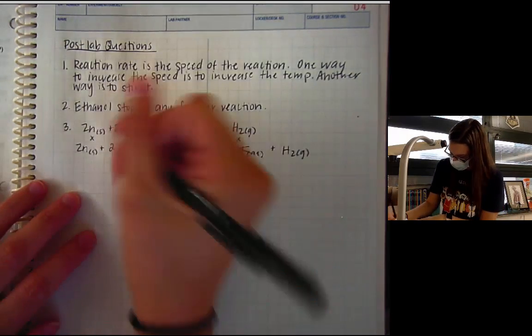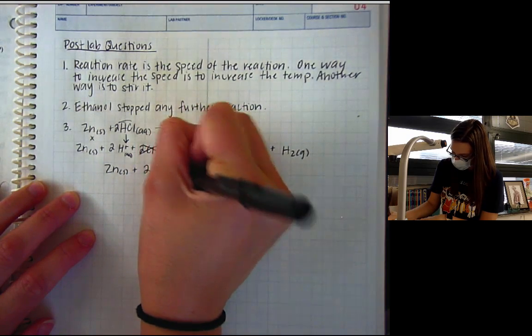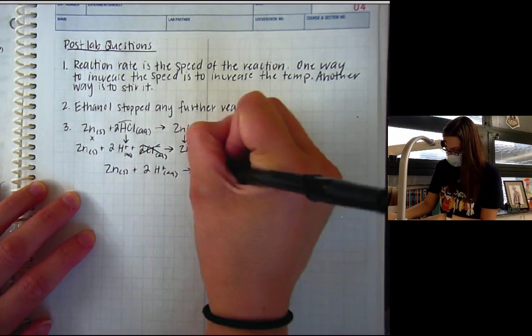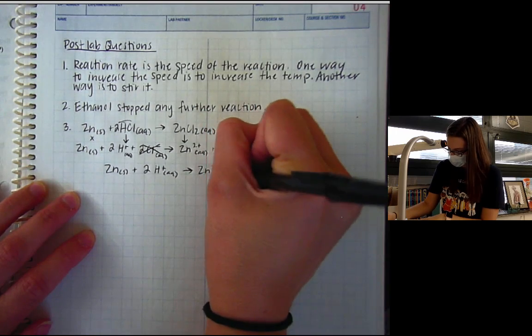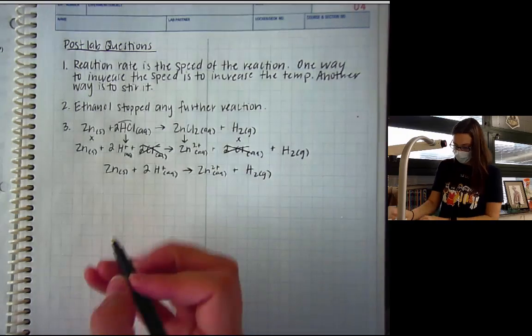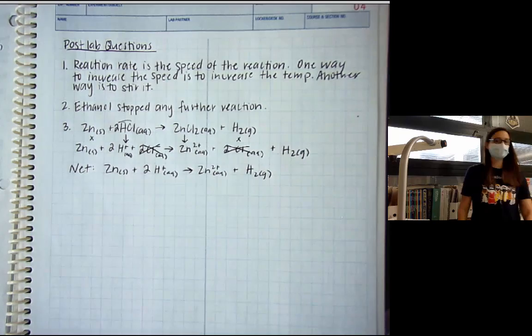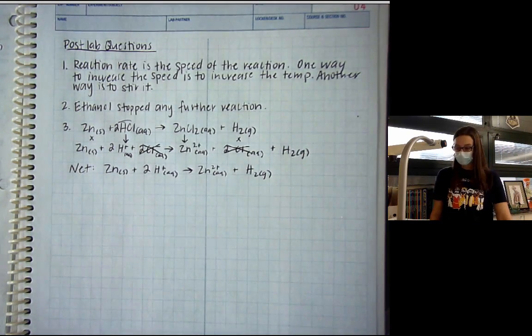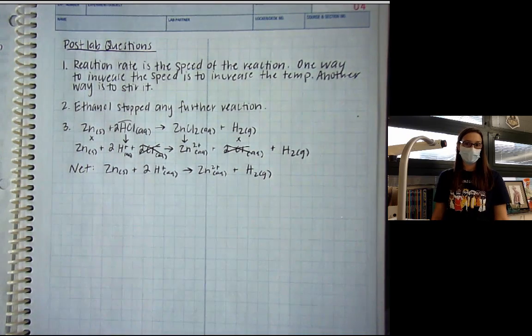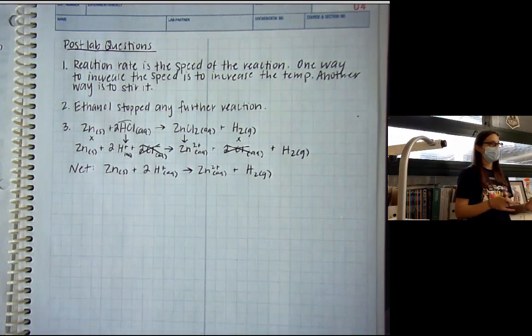So now I'm just going to rewrite this equation. There is the net ionic equation. That's our answer to number 3. So those are the post-lab questions. If the lab has post-lab questions, you'll answer them. If not, you don't have to worry about it.